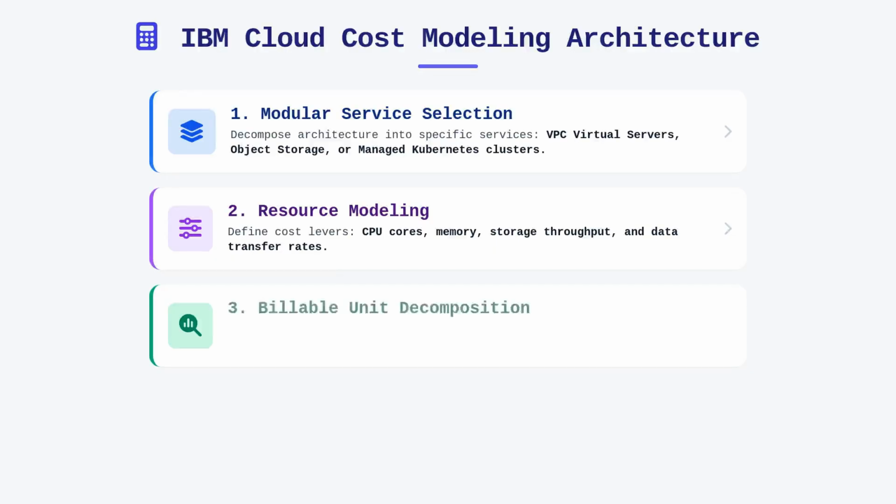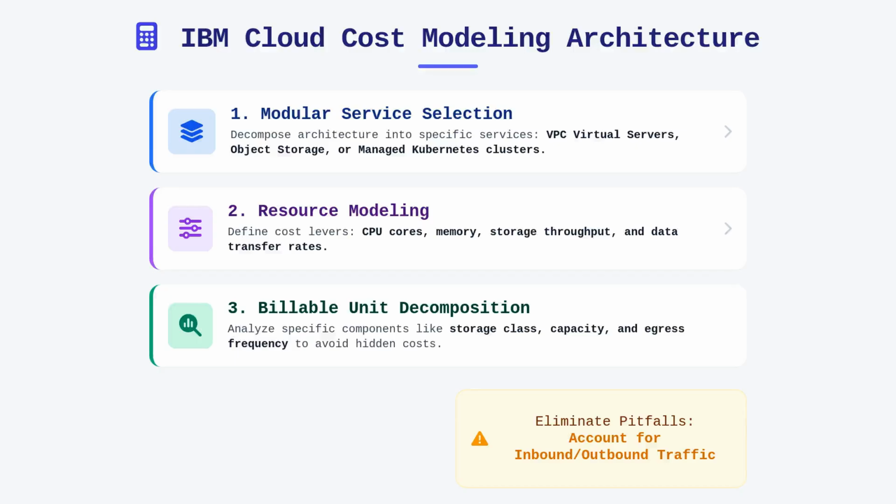This, in essence, is an exercise in resource modeling. Instead of thinking about the service as a monolithic entity, you decompose it into the billable units that the platform tracks. For example, when you provision storage, you must consider the storage class, the requested capacity, and the egress frequency, as these are the levers that dictate the monthly cost. By systematically selecting these variables, you prevent the common pitfall of underestimating costs by ignoring ancillary expenses like inbound and outbound data traffic. This methodology empowers you to simulate different architectural variations, allowing you to compare the cost impact of choosing, for instance, a bare metal instance versus a virtual server in a VPC.